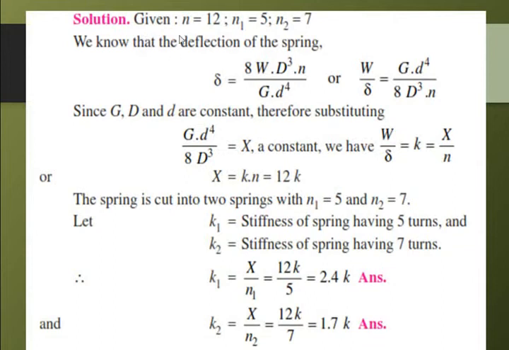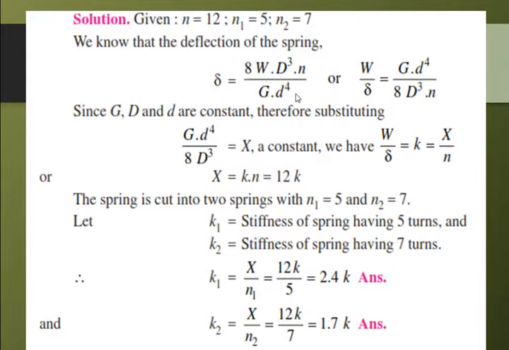So the given data is N is equal to 12. Before cutting the spring, the number of coils is 12. After cutting, it has become 5 and 7, one and two, into two springs. You know the basic formula for deflection of the spring, delta is equal to 8 W D cube n by G d power 4.